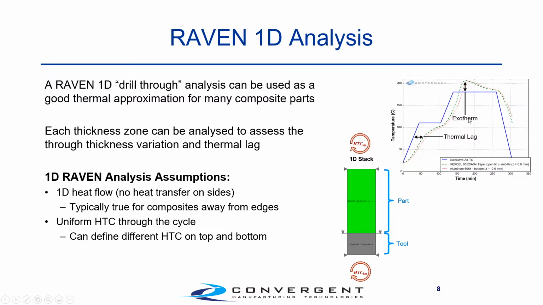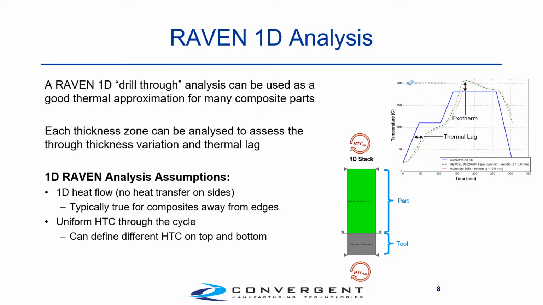The things we do have to keep in mind with the 1D analysis is that the assumption is that there is no heat transfer on the sides of the stack, which means that we're not getting edge effects. This is typically true for composites when you're away from the edges. So if your thermocouple is right on the edge, you may or may not see some of the effect of this.